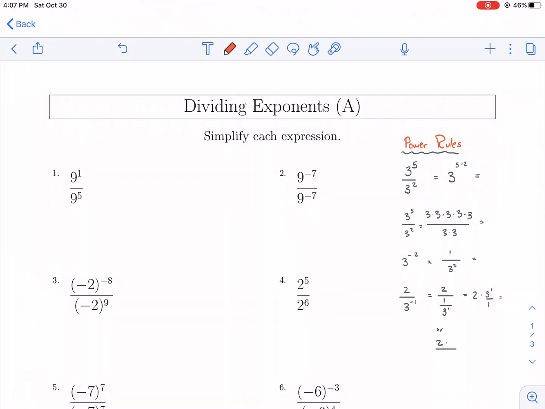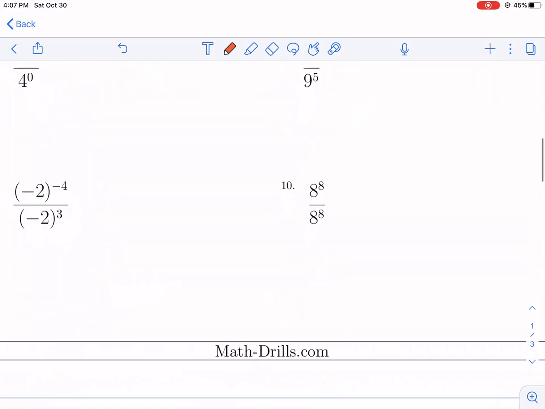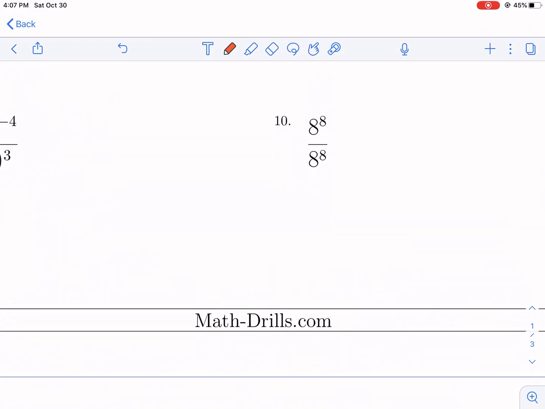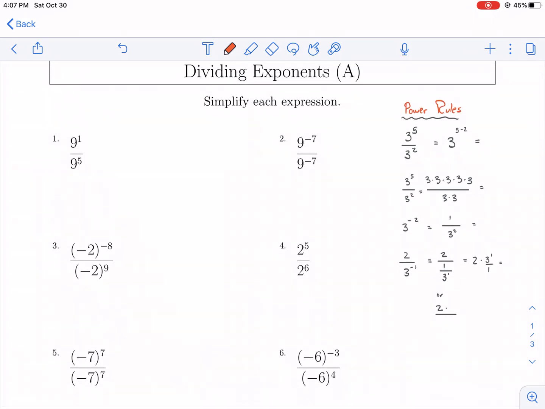Today I'm doing a special video called Dividing Exponents. This is a worksheet from Math Drills, and this is based on request. I had a viewer, M2G, request this video because he wanted something that had negative exponents.